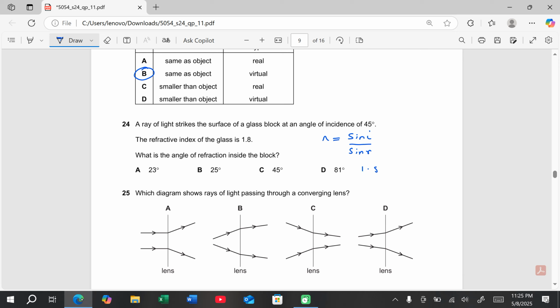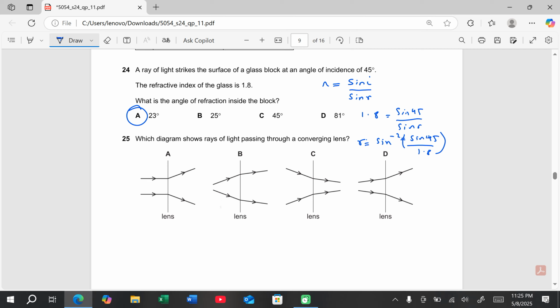Since n is given as 1.8, and sin 45, and we need to find sin r, we're going to take this to the other side. This is sin 45 divided by 1.8, and then you need to take sin inverse of this. That is going to give you the r, right? So if you use a calculator, you'll get 23 as an answer.